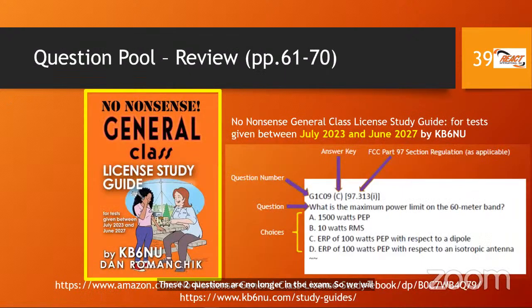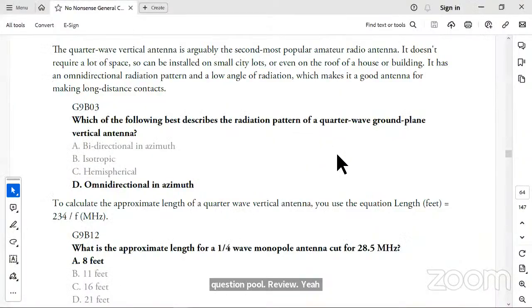So folks, let's now quickly switch across to the question pool review. Here we go. Right, so we'll just speed through all of these questions. All right, so for those who are following, we are between pages 61 and 70 of the No Nonsense General Class License Study Guide.